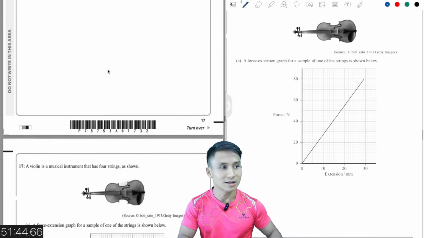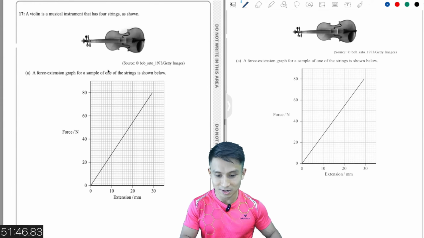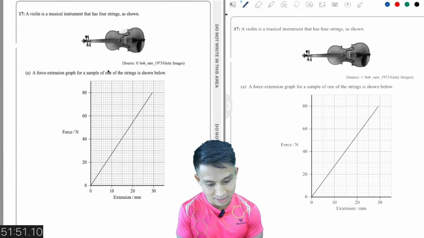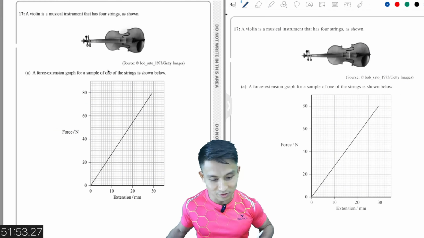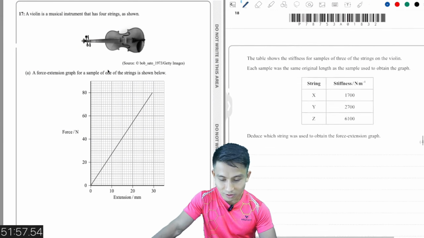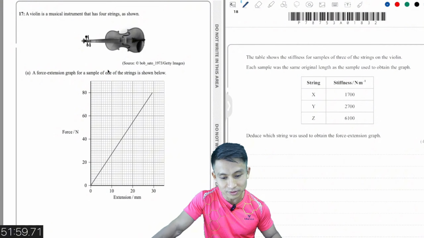That's it. Let's hurry up a bit. Number 17, we have a violin here. A violin is a musical instrument that has 4 strings as shown. A force extension graph for a sample of 1 string is shown below. Okay, we have a table here that shows the stiffness for samples of 3 of the strings on the violin. Each sample was the same original length.